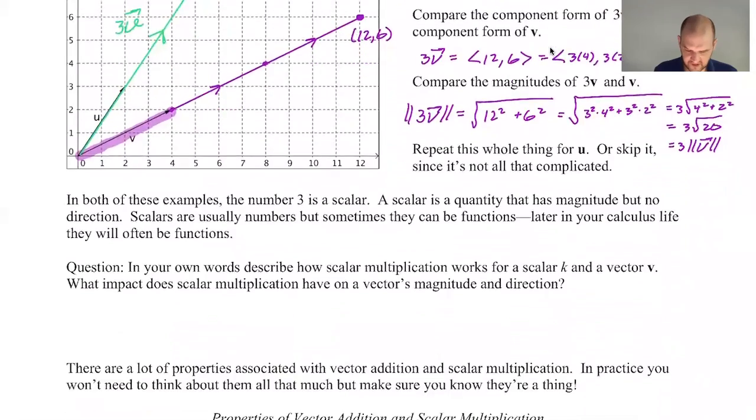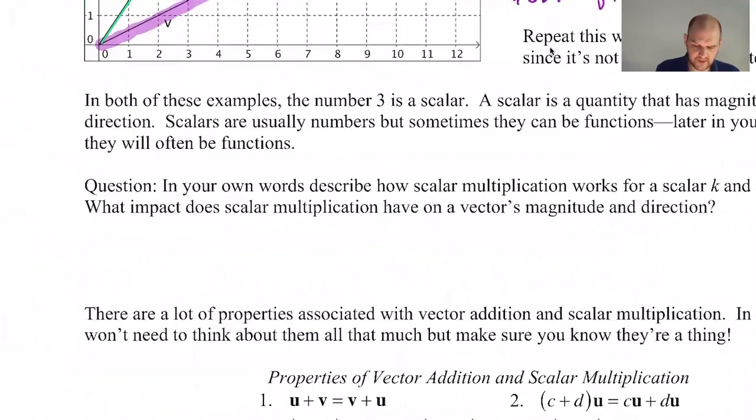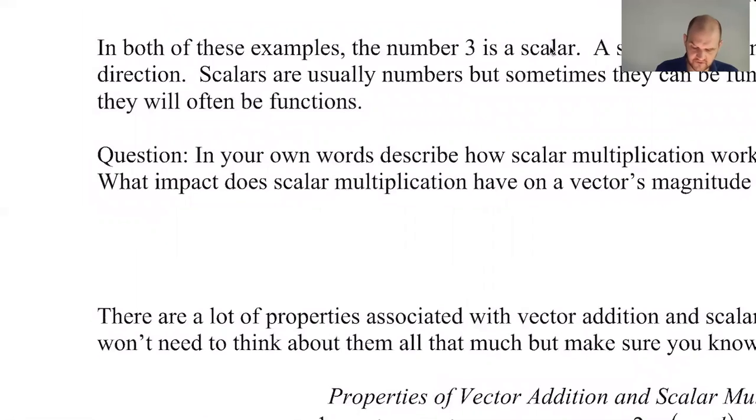So let's see if we can summarize the possibilities. You can also have a negative scalar. A negative scalar does 2 things. It scales, so it either makes it bigger or smaller, depending on if the absolute value of the scalar is greater than 1 or less than 1. If the scalar is negative, it also switches direction. So we want to cover each of those possibilities.